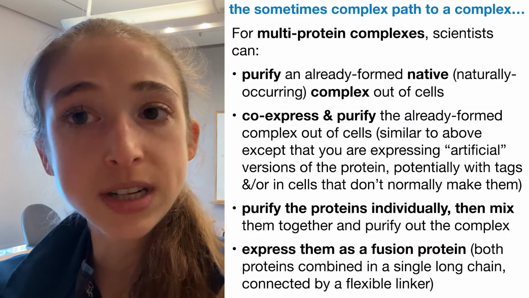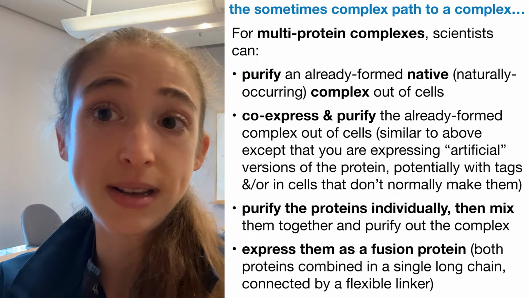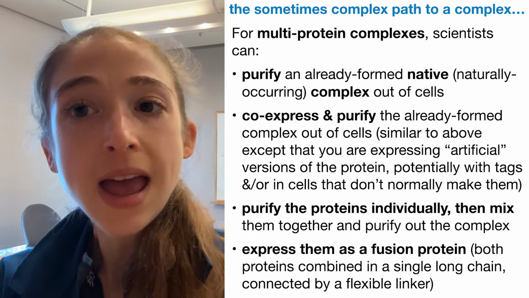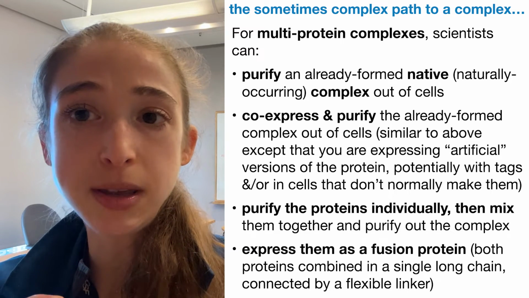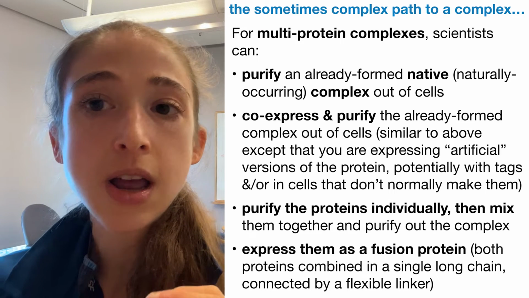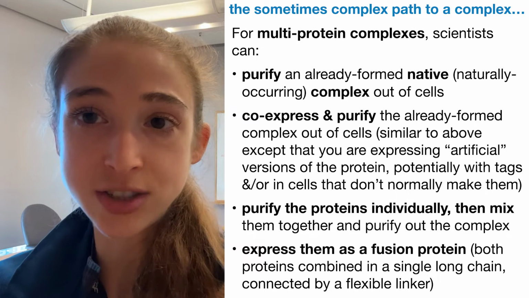Now, sometimes with co-expression, you could get uneven levels of the proteins being made. So sometimes the cells will be really happy making one of the proteins, not so happy making the other protein. And so in these cases, what people might do is they might actually make a fusion protein. This can also happen if your proteins don't stay together very well. The complex isn't that strong.